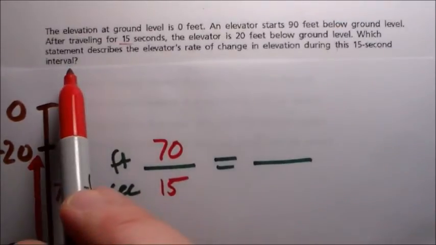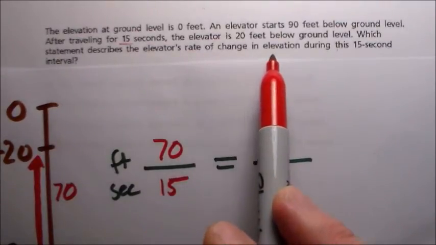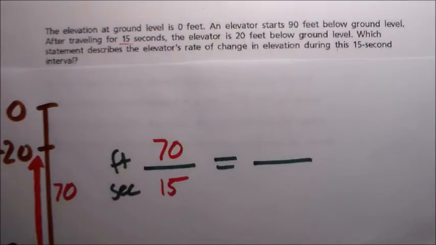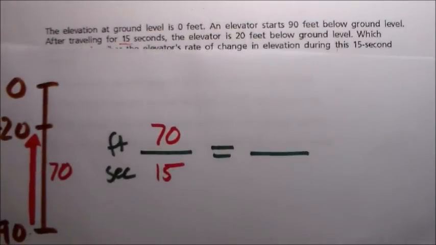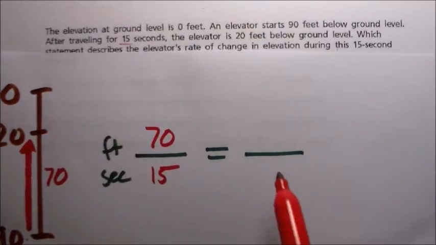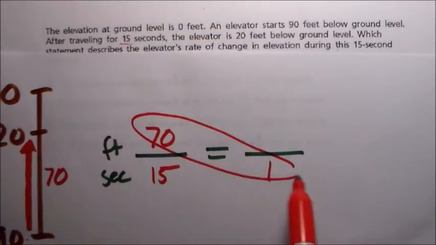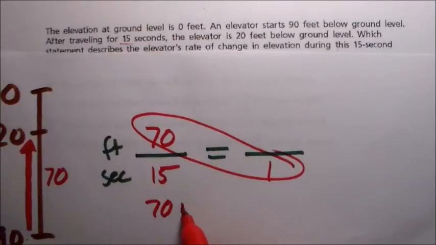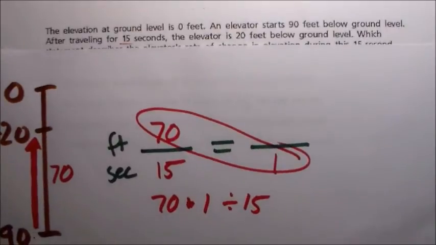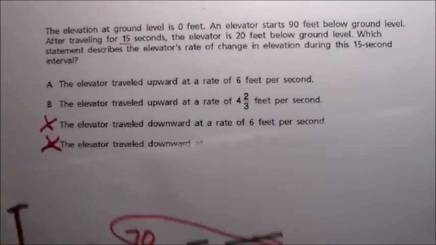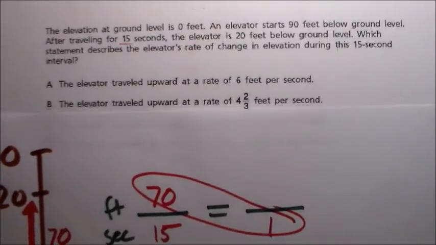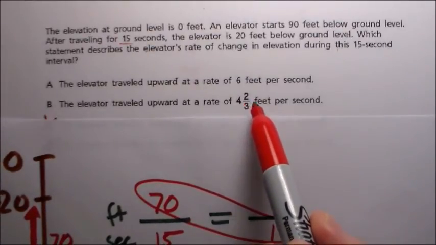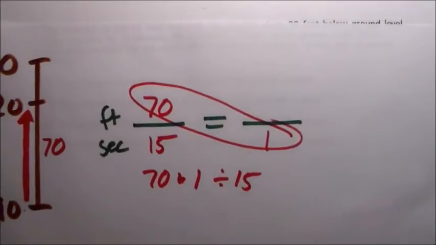Okay. Which statement describes the elevator's rate of change in elevation during this 15-second interval? And we're looking for feet per second, right? Because all our answers are feet per second. That makes sense because we're doing unit rates here in 7th grade. So let's cross multiply and divide: 70 times 1 divided by 15. If we plug that into our calculator, we'll know our answer. But it's looking for it not in decimals, it's looking for it in fractions. So we can do it that way.